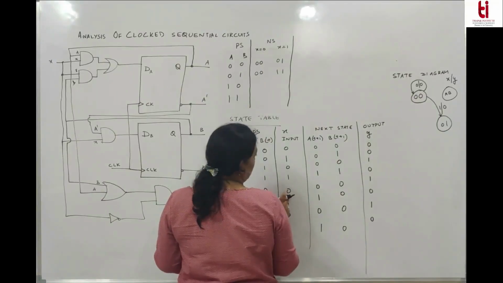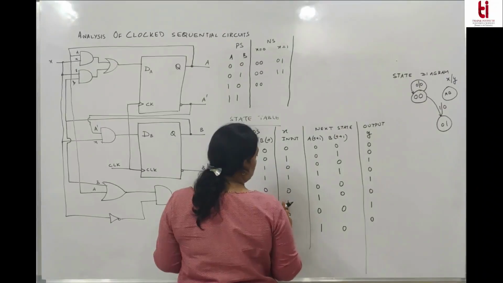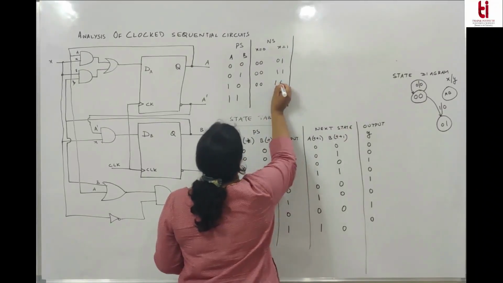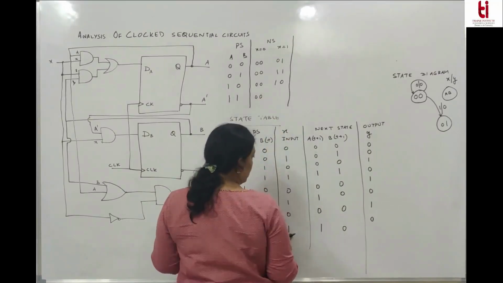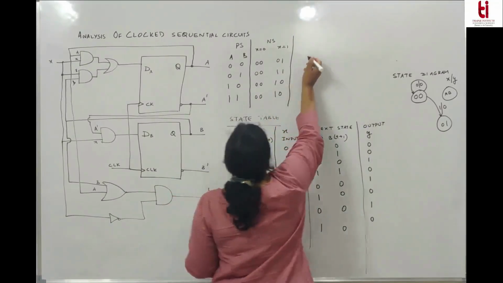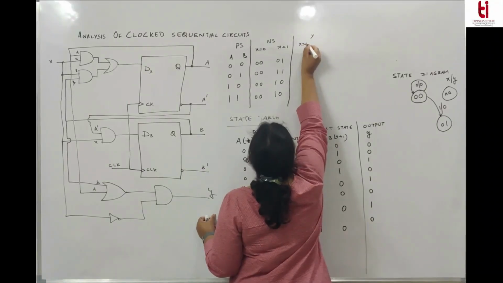For X equal to 0, state is 00. For X equal to 1, state is 10. For X equal to 0, state is 00. For X equal to 1, state is 1. This is another form of writing the state table. And what is the output for X equal to 0 and X equal to 1?